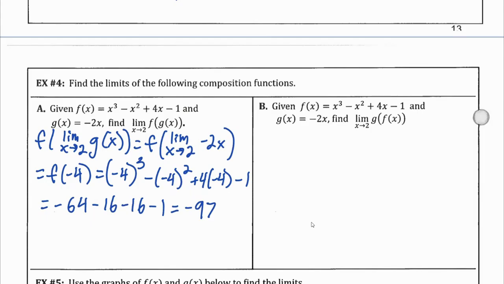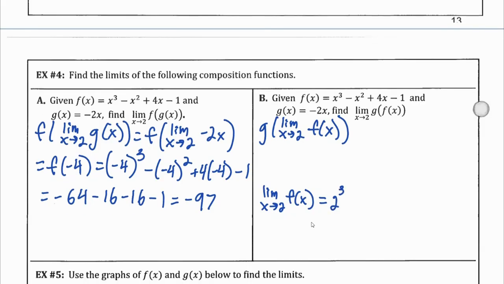Okay, and we can go the other direction as well. We can find the limit as x approaches 2 of g of f of x. So we would do g of the limit as x approaches 2 of f of x. That means we need to find the limit as x approaches 2 of f of x first. The way we find that is we plug it into f of x. So we say 2 cubed minus 2 squared plus 4 times 2 minus 1. That's going to be 8 minus 4 plus 8 minus 1, which will give us 11.